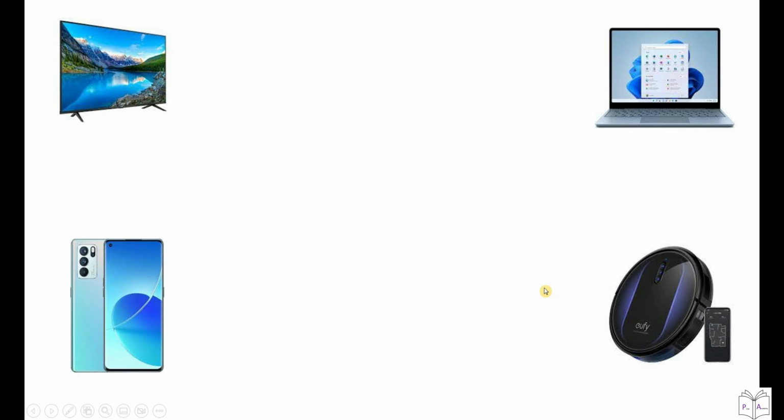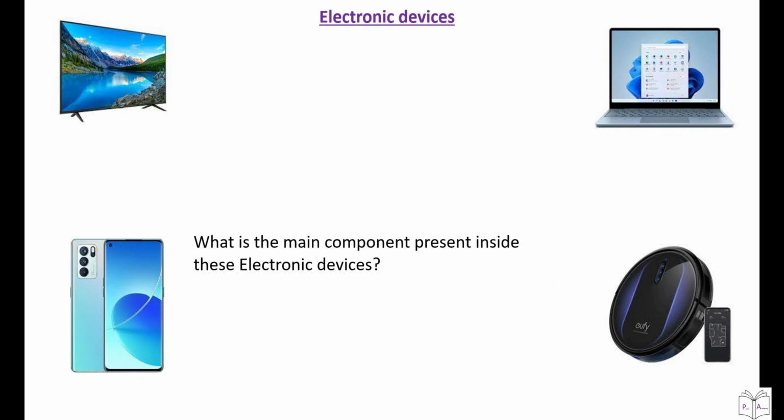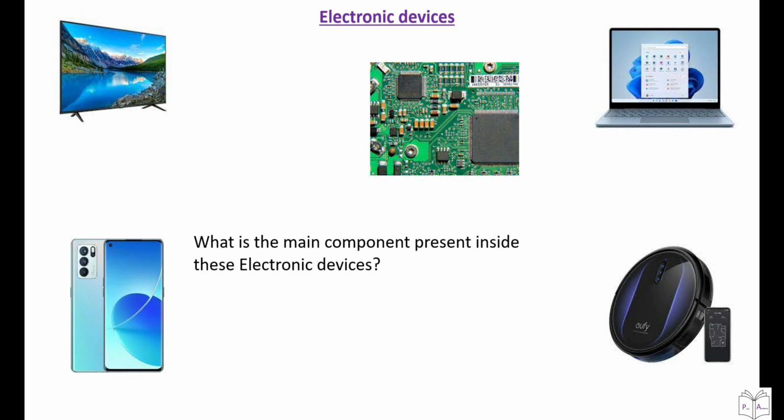LED TV, laptop, mobile phone, vacuum robot. What are these devices called? Yes, you are right. They are electronic devices. What is the main component present inside these electronic devices? A board like this. This is called a circuit board.